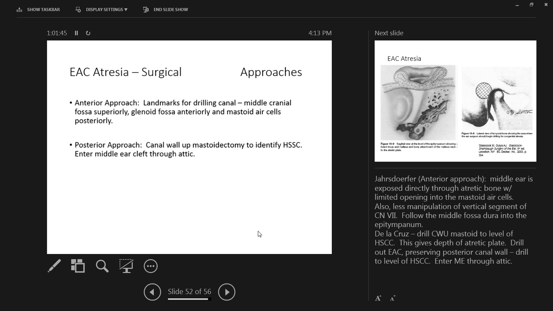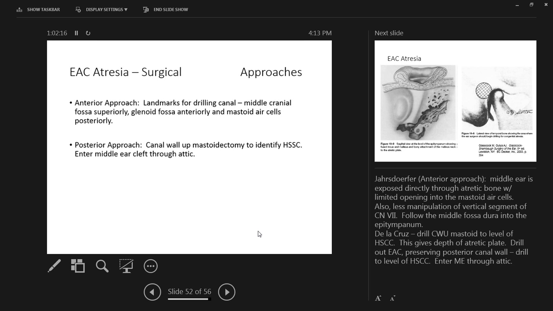A couple more slides. There are different approaches that can be taken. One is an anterior approach that's basically going in front of where the external ear is going to be, basically just trying to anticipate where the brain is going to be, where the mastoid air cells are going to be, and just drilling straight in from there.